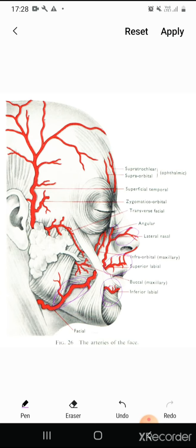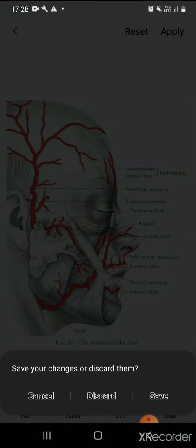Then we can talk about the transverse facial artery. Here you can see the parotid duct. We have already told that the transverse facial artery passes above the parotid duct, and here you have the zygomatic artery also. Okay, so that's the arterial supply.